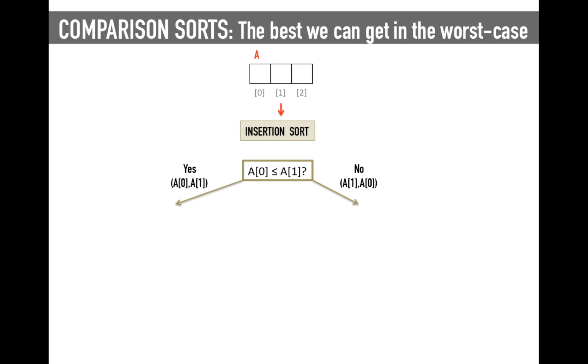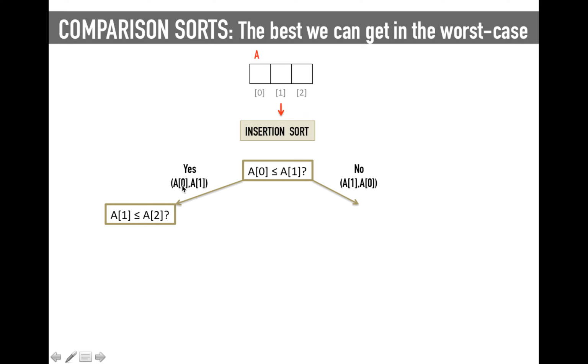So the first question is comparing these 2, and you have 2 possibilities. Either the element in position 0 is lower than or equal to the element in position 1, and in that case you know that in the final ordering, A0 should appear before A1. And if not, it will be the other way. So after you ask this question, you have this. This is the next question you are going to ask.